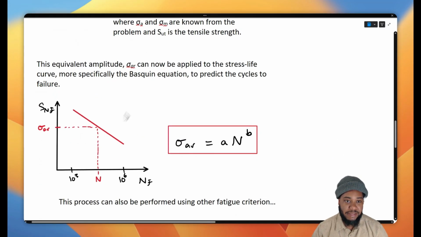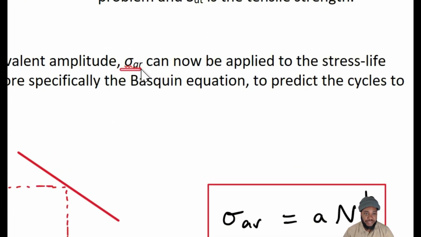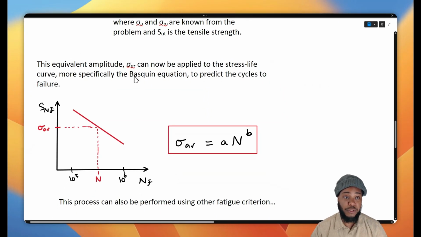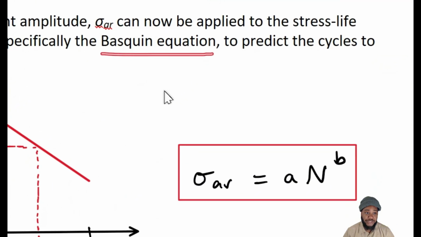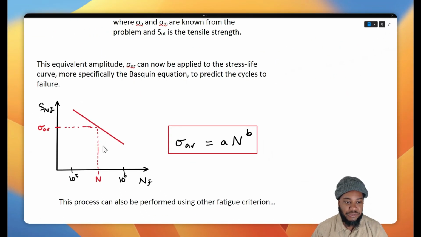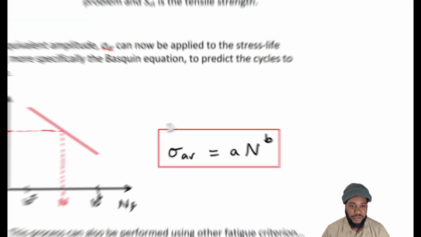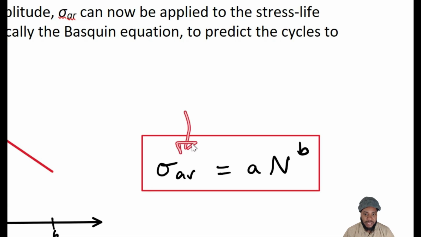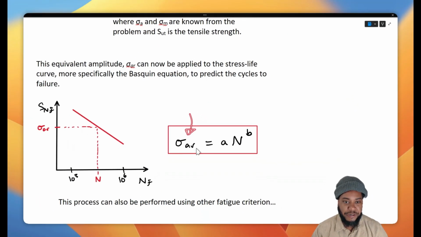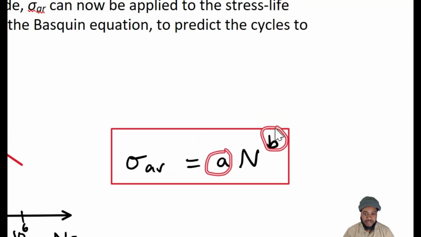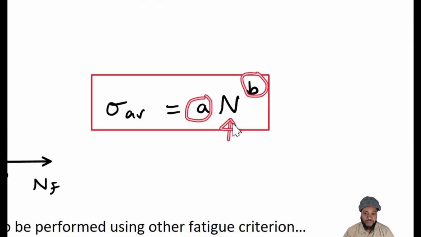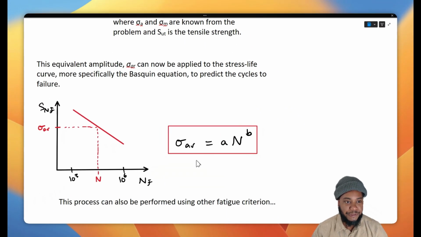So now that we've got this amplitude and it's equivalent, it is fully reversed, we can now use it and apply it in Basquin's equation in order to find the cycles to failure for our problem. So we go ahead and replace SF with our sigma AR, and then given our A and B material constants, we can then start to search for and solve for the cycles to failure.